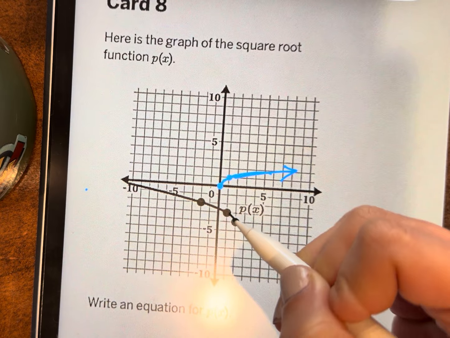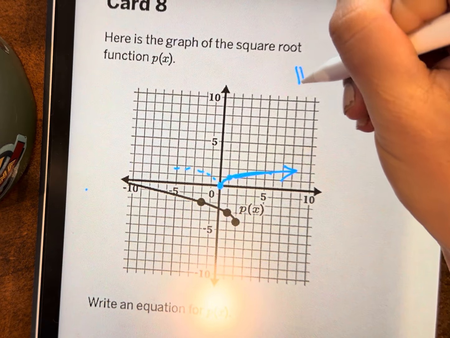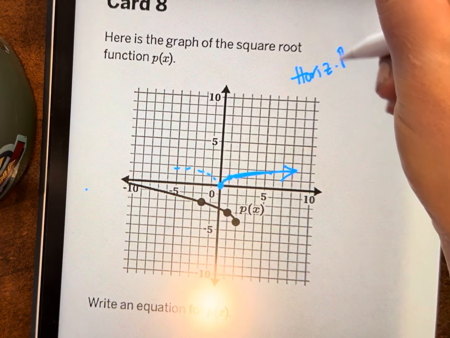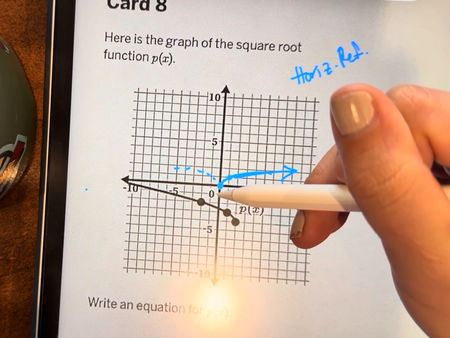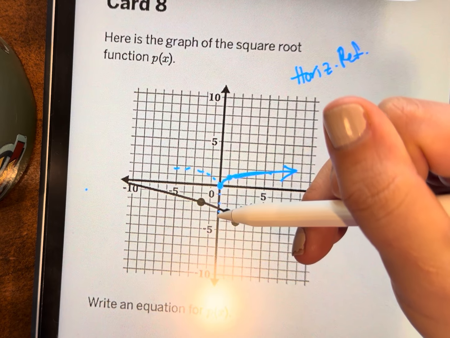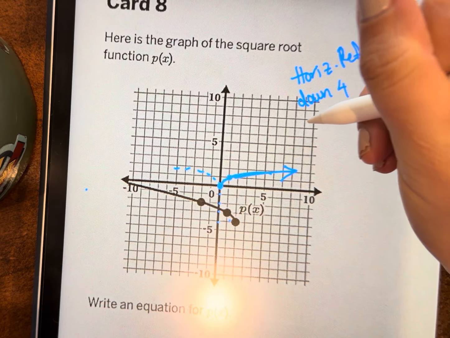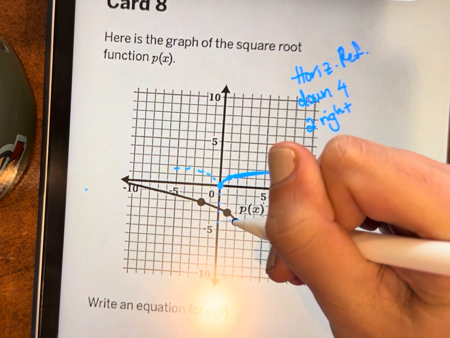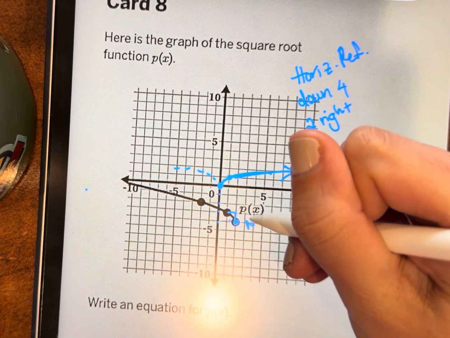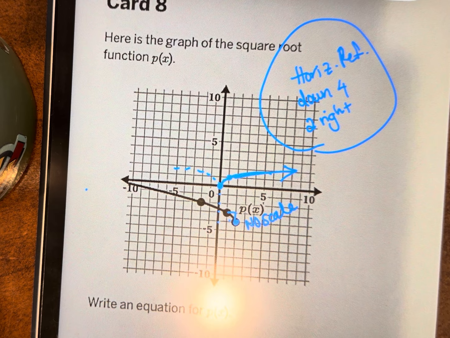What I have is a horizontal flip. Reflection. And then I appear to have a shift of down 1, 2, 3, 4. And 2 to the right. And notice how from this point, it does go up 1 over 1. So that means there's no scale, right? So this is all that has happened. Just the reflection and the 2 shifts.